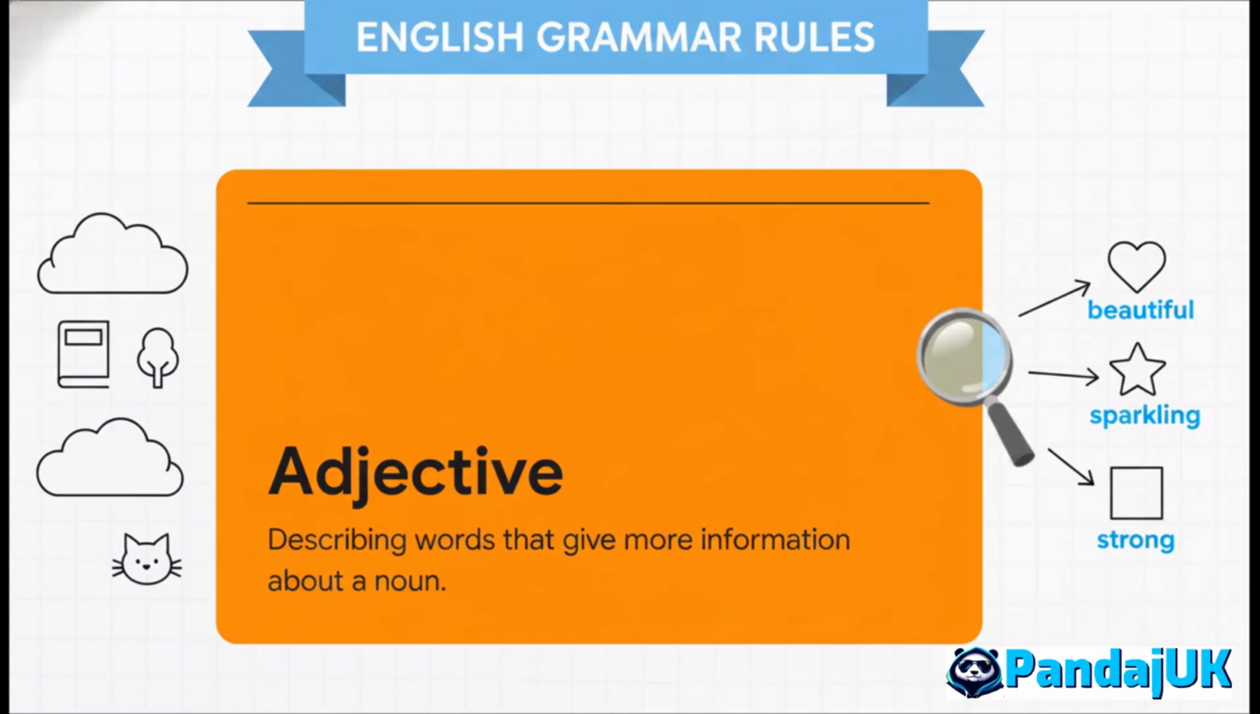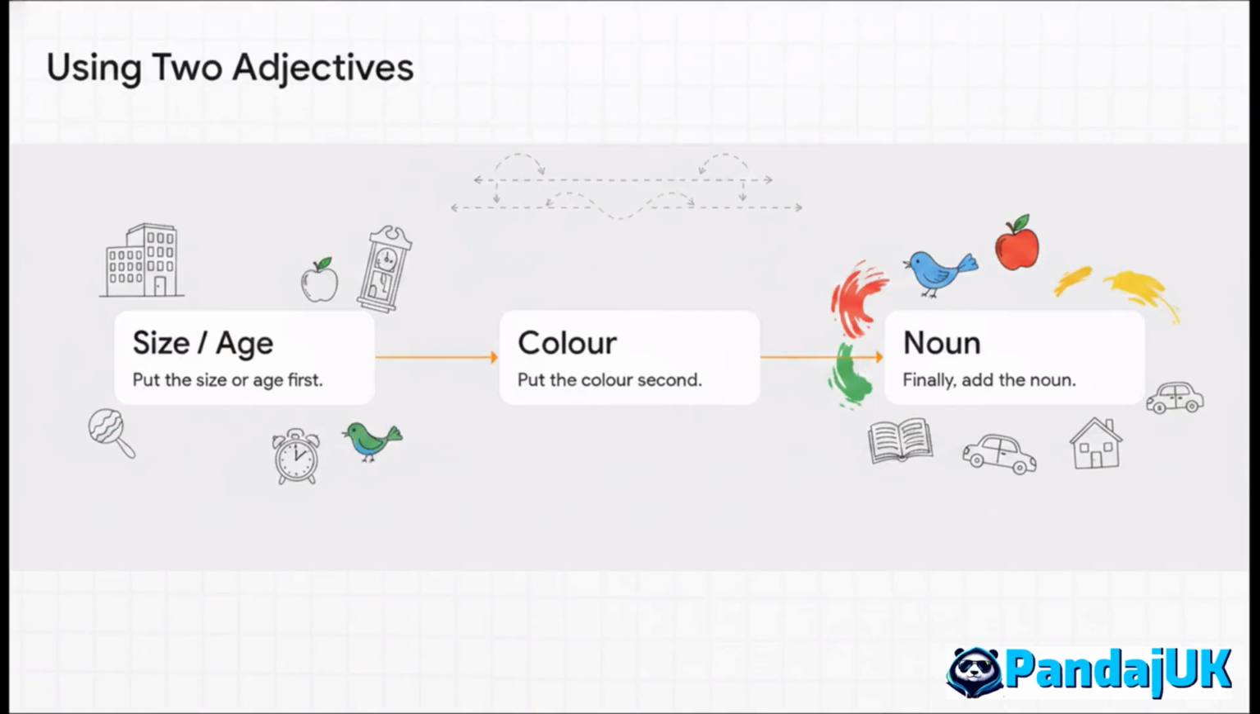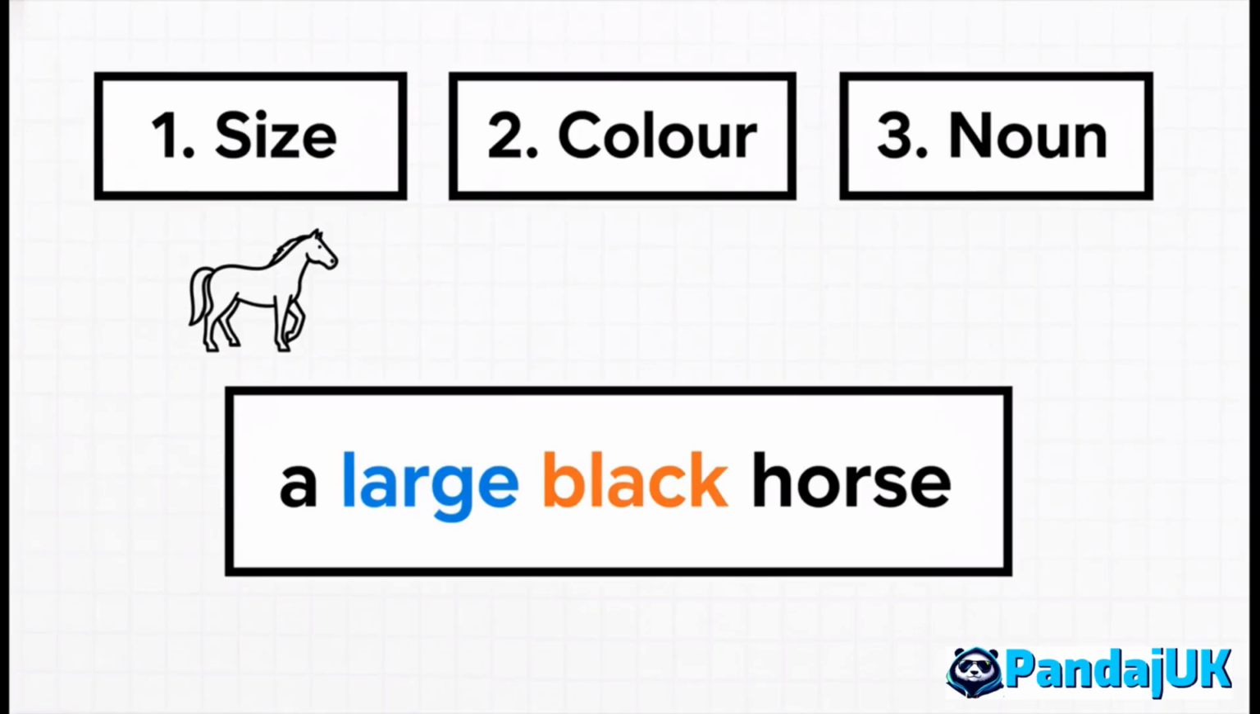Now for describing words. An adjective is great because it gives us much more information about a noun. The basic rule is simple. The adjective always comes right before the noun, like a new coat. When using two adjectives, order actually matters. First is size or age, then color, then the noun. For example, a large, black horse. The size goes first, and then the color follows right after.